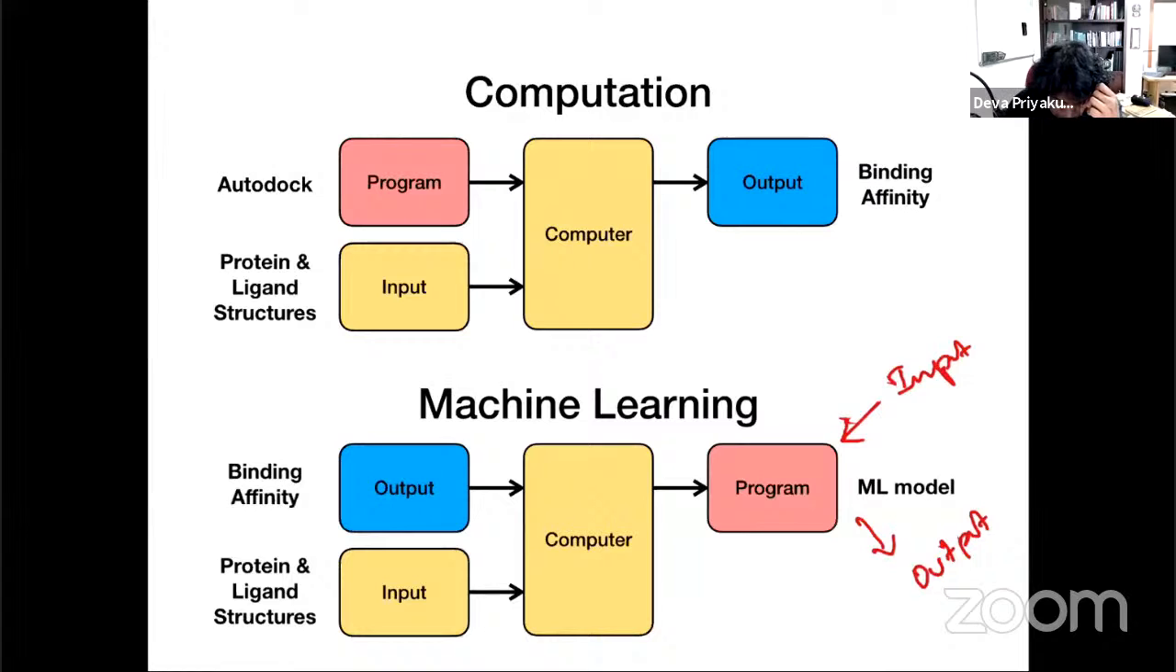So that's what I said. Instead of taking a program and protein-ligand structures, you take the binding affinities. They could come from theory or from experiments, along with the corresponding structures, and then tell the computer, for this set of proteins and ligands, these are the binding affinities. So you try to learn the relationship between the two so that I can use it for the future. That's the idea.